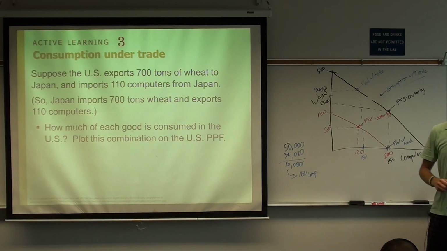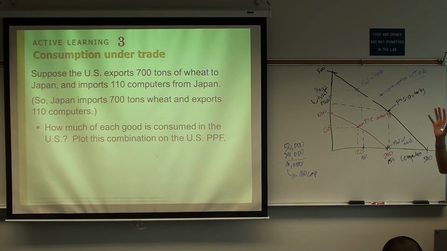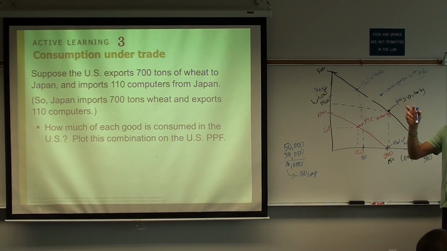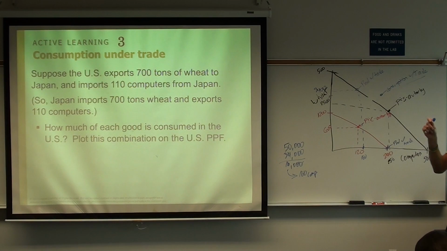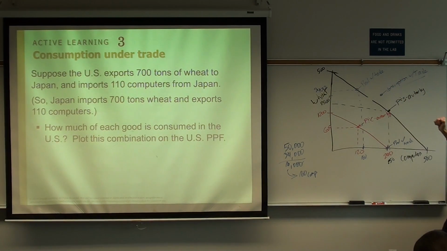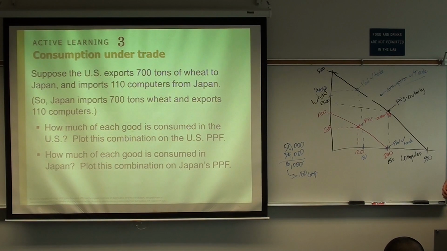What do we note about this point? What is the very awesome thing about this point? Is it located in the part of the graph that I assigned as better than before? Yeah, it absolutely is, right? Anything that's outside of this production possibilities frontier is better. So the United States, at least so far in this analysis, turns out to be better off if they specialize a little bit more in wheat, and Japan specializes a little more in computers.